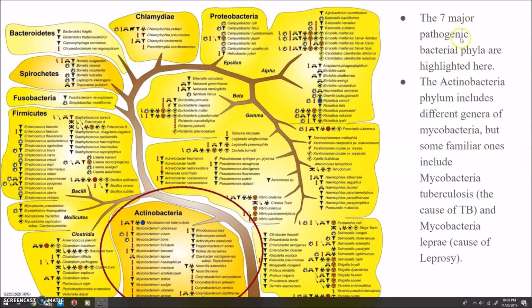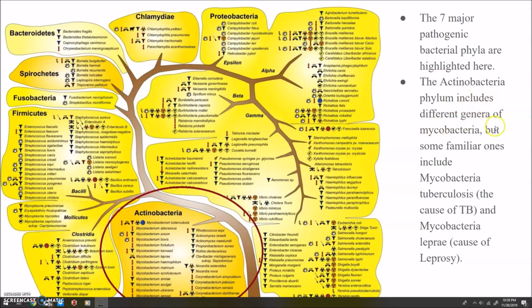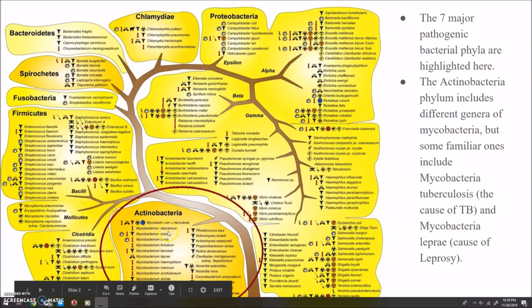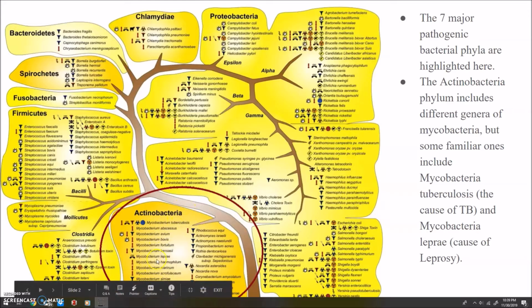These are the 7 major pathogenic bacterial phyla. We have the Actinobacteria, Firmicutes, Fusobacterium, Spirochaetes, Bacteroidetes, Chlamydia, and the big group, which is Proteobacteria. The Actinobacteria phylum includes different genera of Mycobacteria, but some familiar ones include Mycobacterium tuberculosis, which causes TB, and Mycobacterium leprae. We can see that one here and over here.